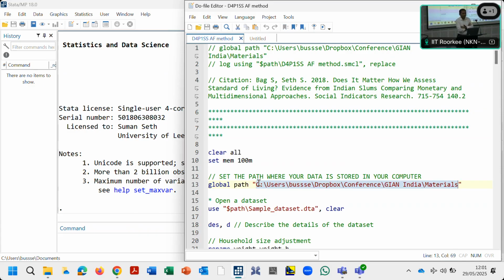So you select your path. Do you know how to select your path? In the address bar? Please copy and paste your path in place of my path. Have you all done that?